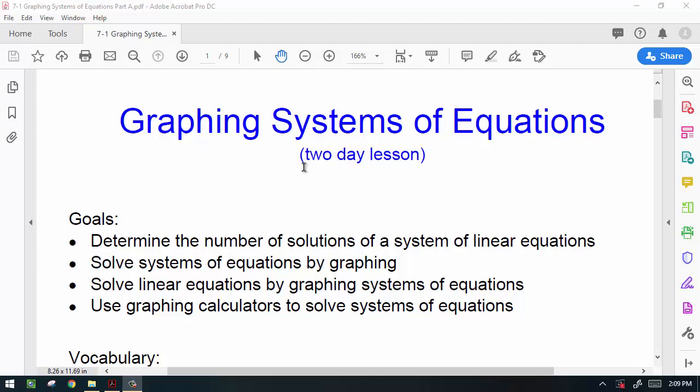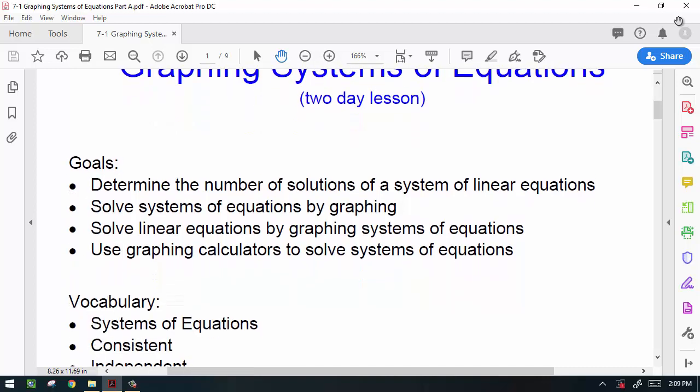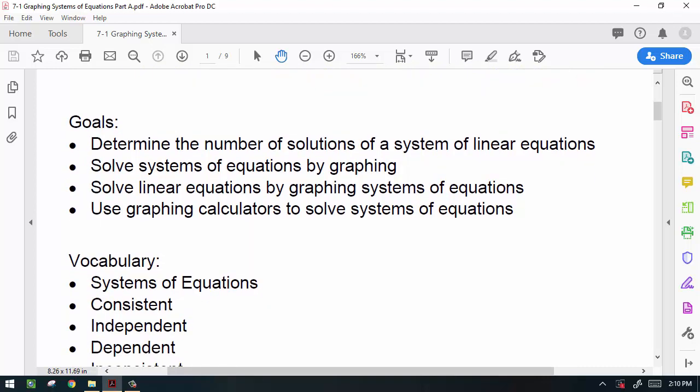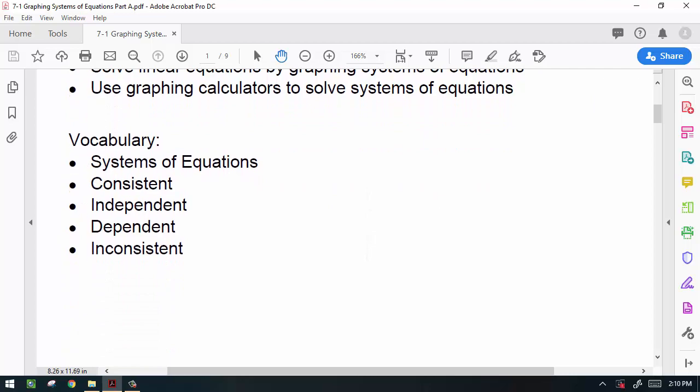Hello and welcome back. For this lesson, this is going to be 7.1 Graphing Systems of Equations. You can see this is going to be a 2-day lesson. However, all of the goals and vocabulary are on this page. So you can see right here, we've got 4 goals: determine number of solutions of the system of linear equations, solve systems of equations by graphing, solve linear equations by graphing systems of equations, use graphing calculators to solve systems of equations. Then, of course, we've got the vocab here, which I'm going to show on the next page.